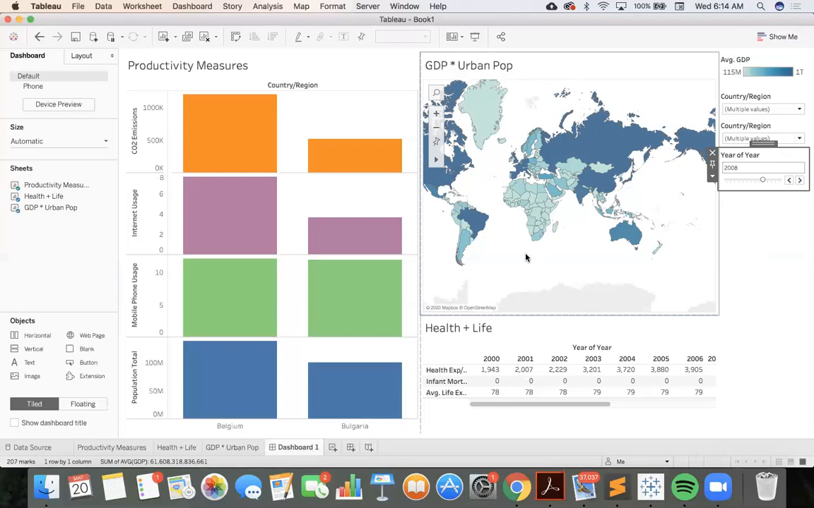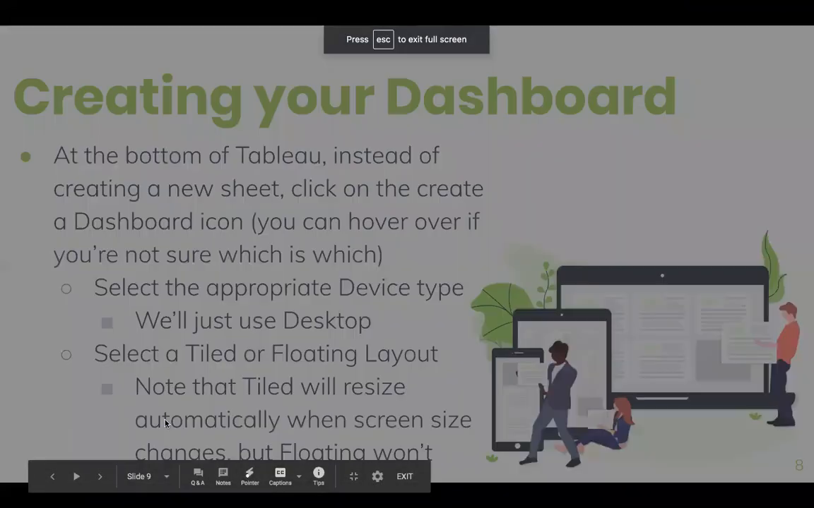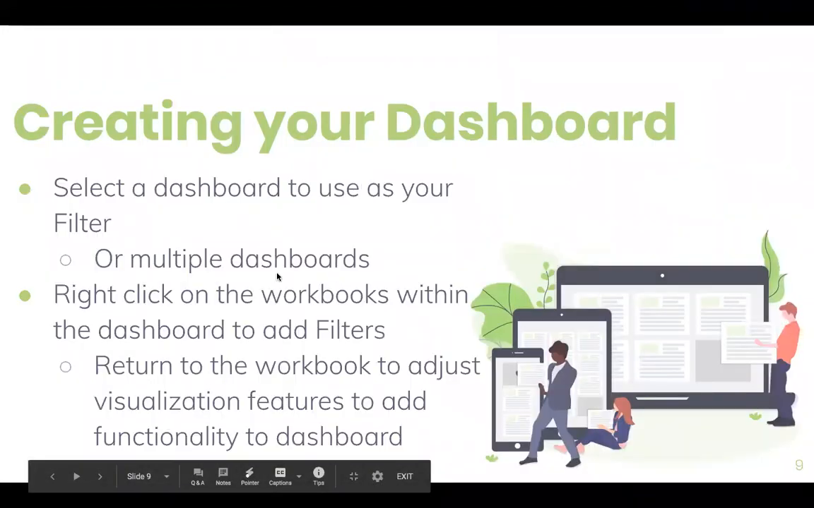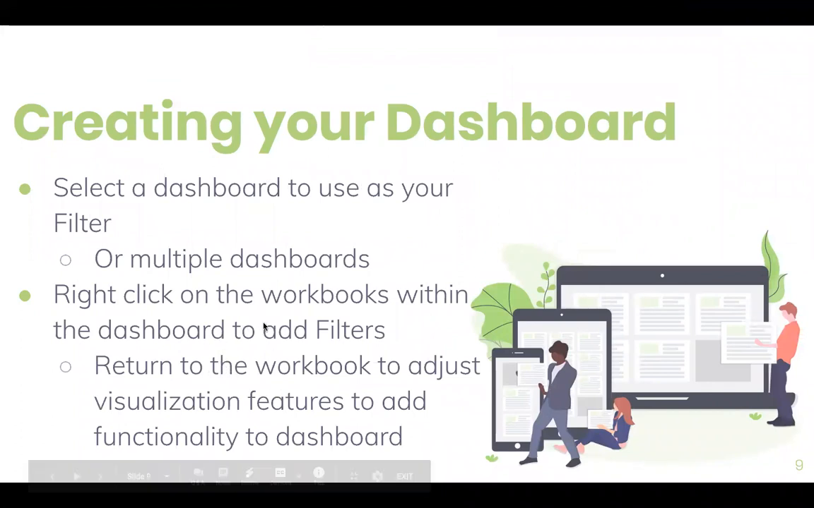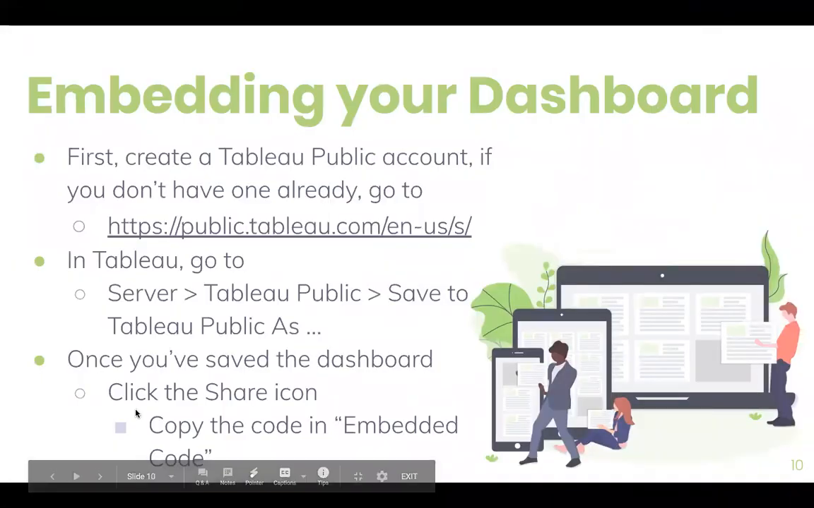But now we have a pretty solid, relatively interactive dashboard. So what we can do is embed this into a website. I'm going to go back here now that we've created our dashboard and learned how to use filters and learned how to go back to workbooks and add filters. We can embed our dashboard. So the first thing you need to do is create a Tableau Public account. If you don't have one already, you can go to this link. It's really easy to set one up.